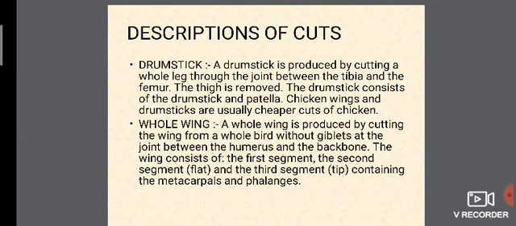Drumstick is produced by cutting a whole leg through the joint between the tibia and femur. The thigh is removed. The drumstick consists of drumstick and patella. Chicken wings and drumsticks are usually cheaper cuts of chicken. Whole wing is produced by cutting the wing from a whole bird without giblets at the joint between the humerus and the backbone. The wing consists of the first segment, the second segment, which is flat, and the third segment, the tip, containing the metacarpals and phalanges.